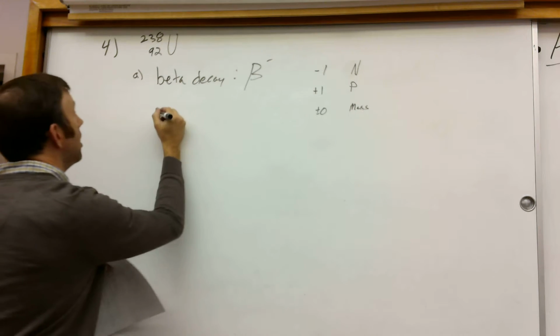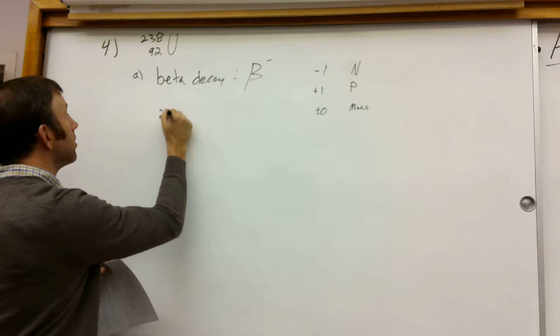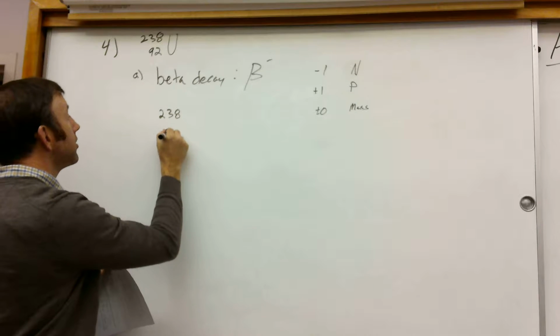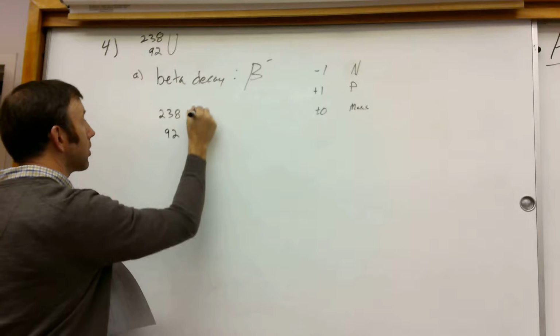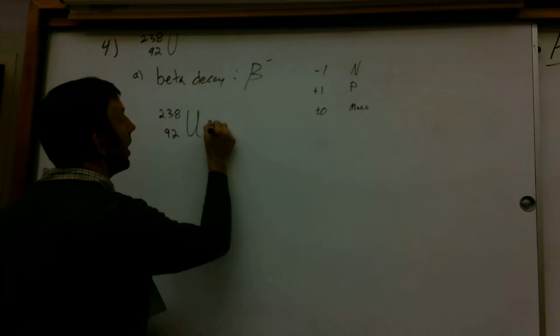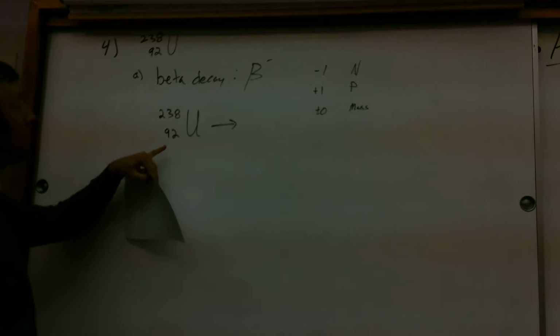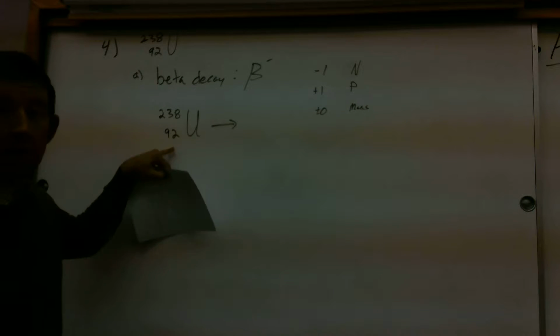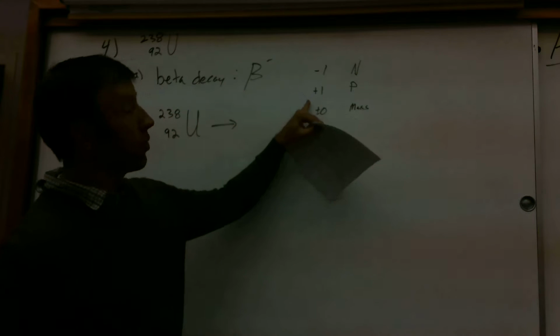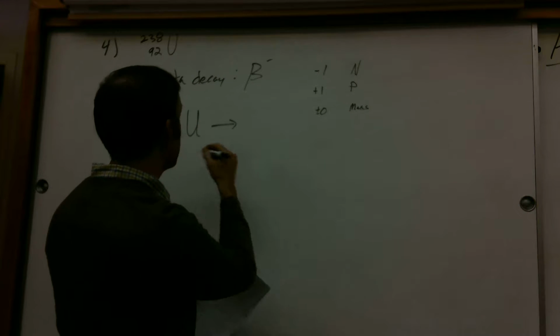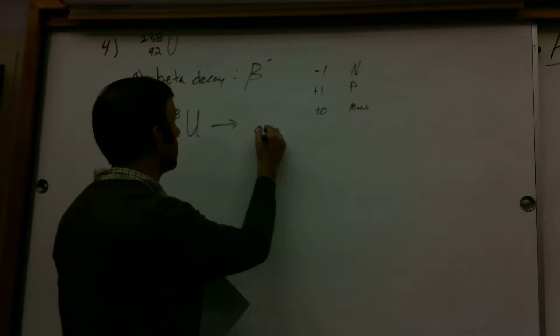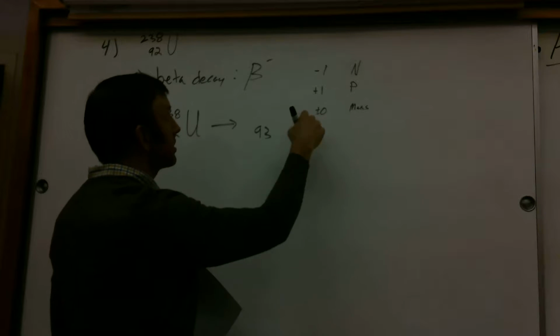So if I have uranium-238, 92 is what I'm going to start with. Now, that is going to become a plus 1 in my atomic number because I'm adding 1 to my proton count. So my bottom number is going to go from 92 to 93. Now, my mass stays the same.